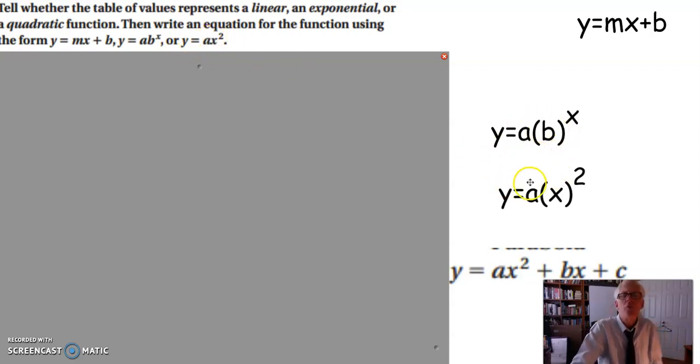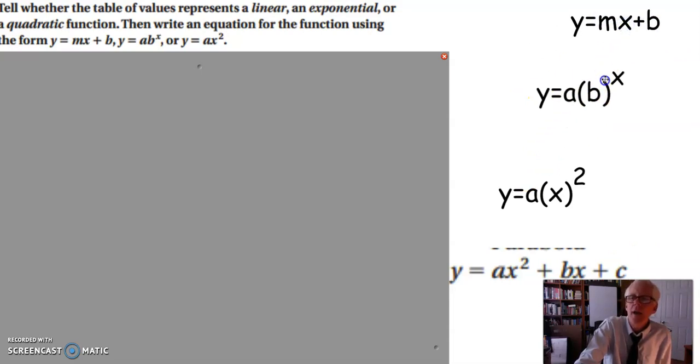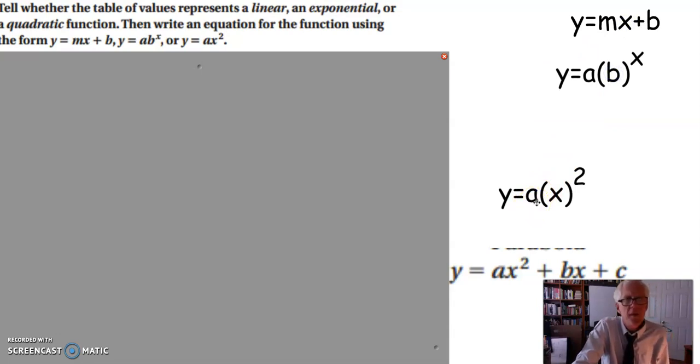When you look at this, you'll see in the exponential and in the linear, we have two variables that we don't know, m and b, a and b. But in the quadratic, we only have one. It's the a. So can we figure out what the a is? That's what we want to do. How can we do that? What are the x and the y? The x and the y are every ordered pair.